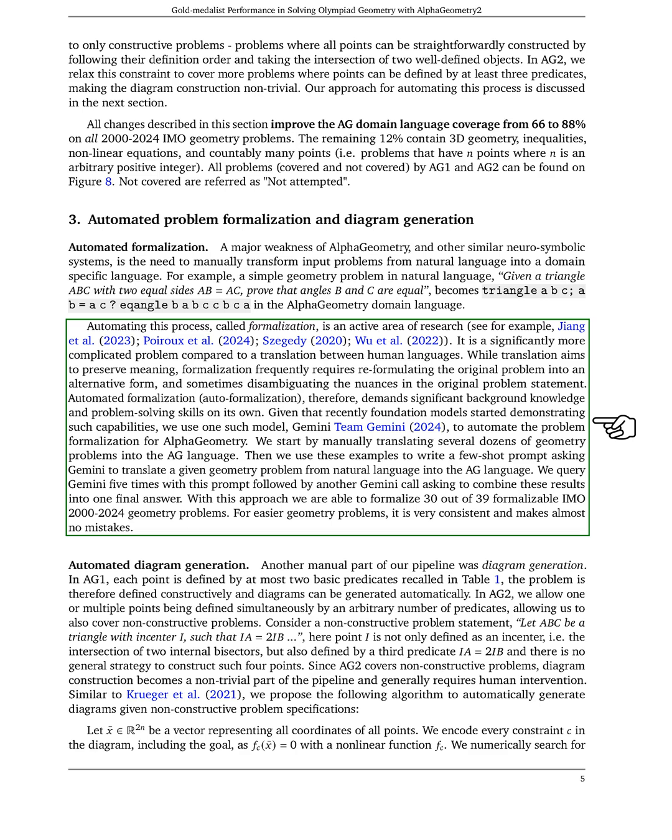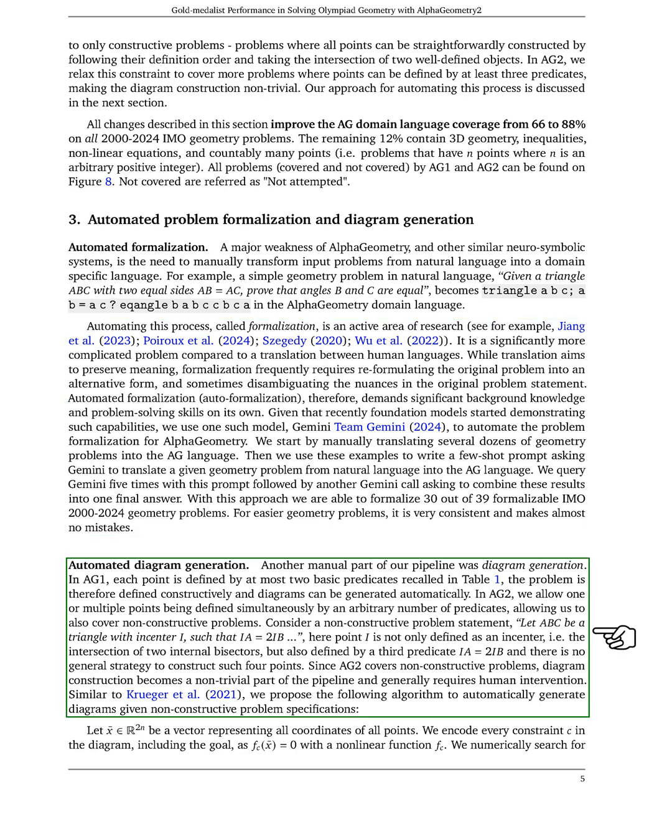Next, we discuss automated diagram generation, another manual aspect of our process. In AG1, we define each point using a limited number of basic predicates, allowing for automatic diagram generation. However, in AG2, we can define points with multiple predicates, which helps us address non-constructive problems. For example, in a problem where the incenter of a triangle is defined by additional conditions, constructing diagrams becomes more complex and often requires human input.